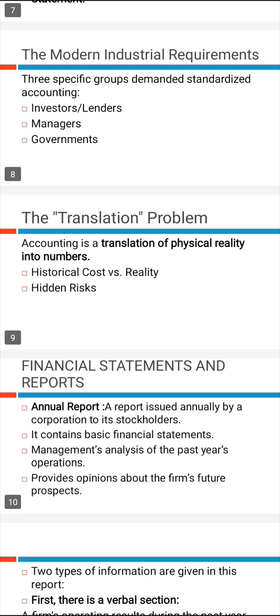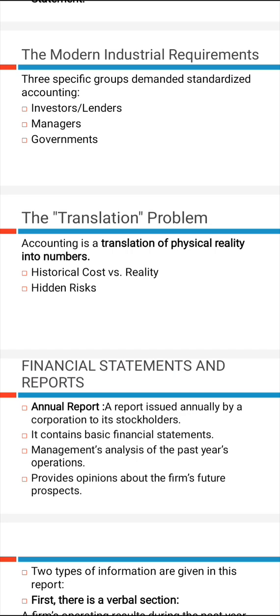Okay, then we have the translation problem. Accounting is a translation of physical reality into numbers, which consists of two further components: historical cost versus reality, and hidden risk. Historical cost versus reality means, for example, an asset that we purchase at its original cost. Historical cost is the original amount a company invests to acquire an asset, and it is not affected by any market fluctuation or inflation.